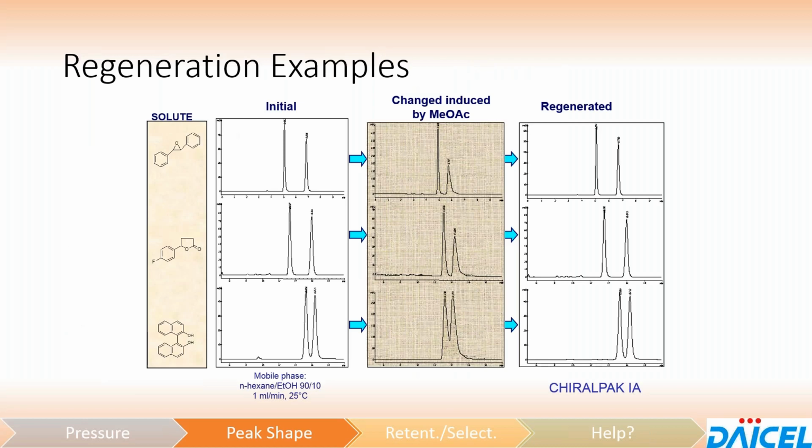So this is an example of an IA column running a hexane/ethanol, normal phase mobile phase, and 3 sample analytes over here. The sample solvent itself actually contained methyl acetate as an injection solvent, and so over time you see a degradation in the chromatography induced simply by the sample solvent. But if you take the column and regenerate it through a regeneration process that we have, you can actually restore the chromatography. So sometimes all is not lost. If you do see changes in your peak shape, there's a chance that you might be able to save it, and that's something that we can definitely help walk you through.